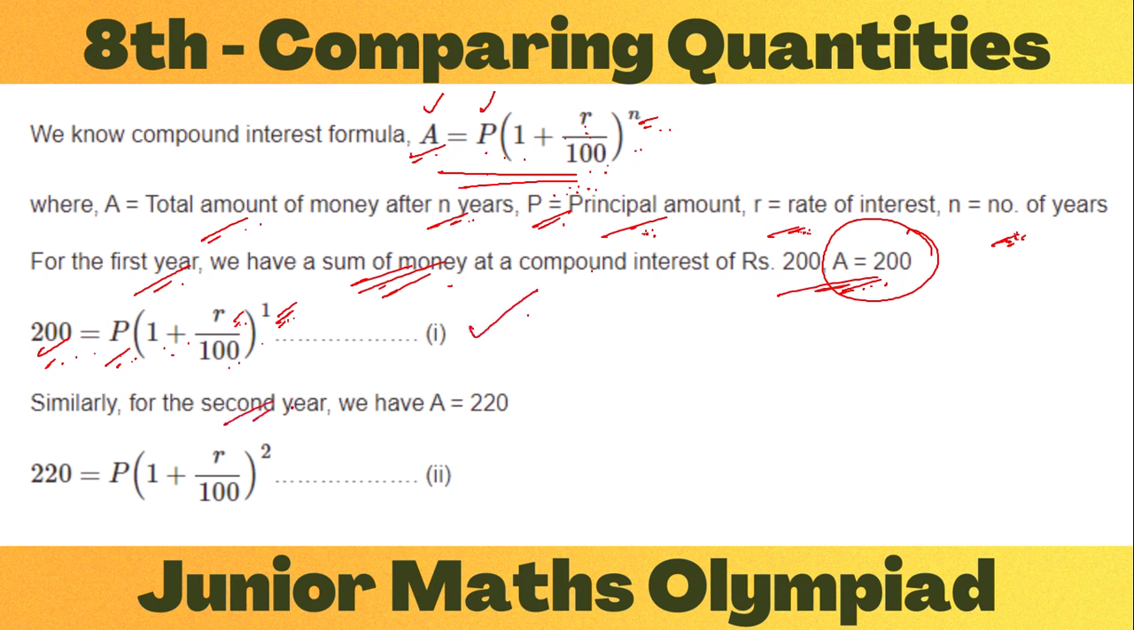At the end of second year, the amount becomes 220. So in the place of A, we can substitute 220. P unknown value, R unknown value, and the number of years, second year means we can take 2 years. This is the second case. So we have got two formulas. With the help of two formulas, we can solve the problem.